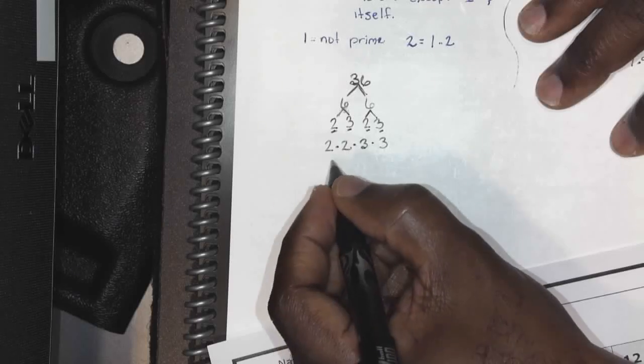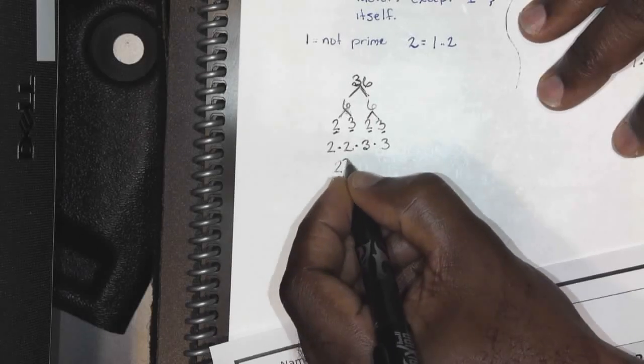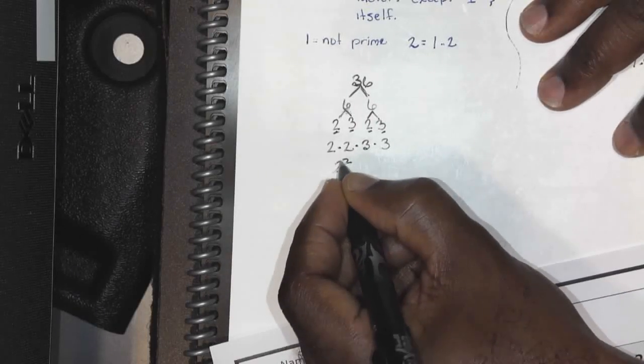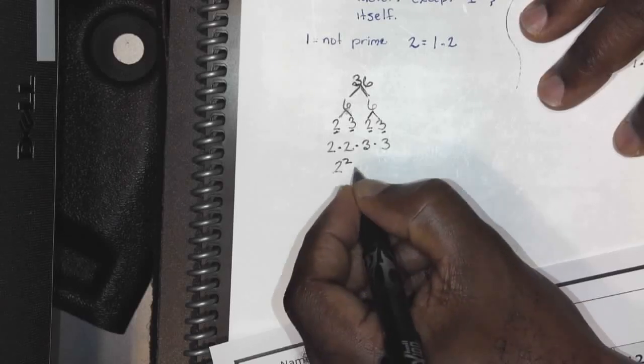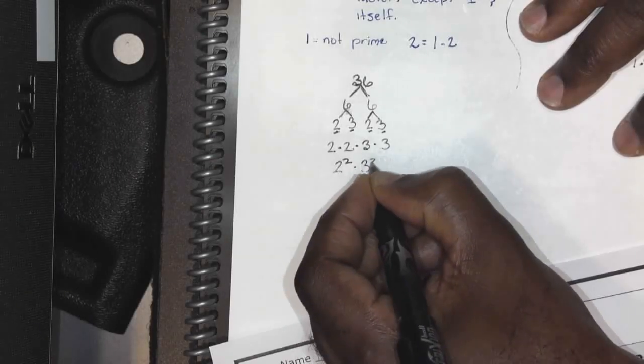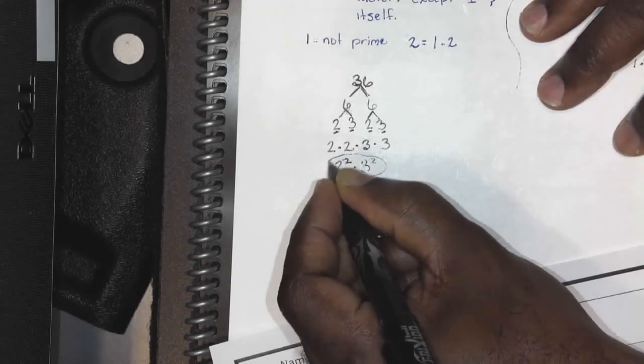The way you write this in exponential form. How many 2s do we have? So you say 2 to the second power. Exponent means how many of those numbers you have. So 2 to the second power. How many 3s do we have? So we have 3 to the second power. That's how I want you to write this down.